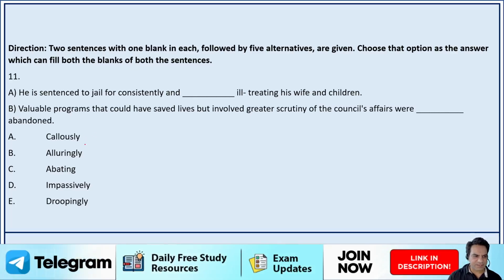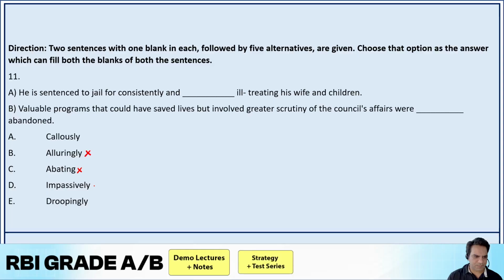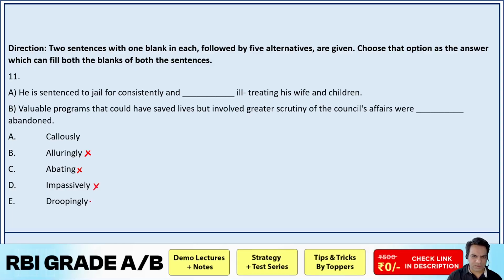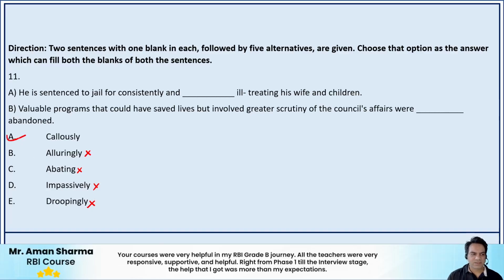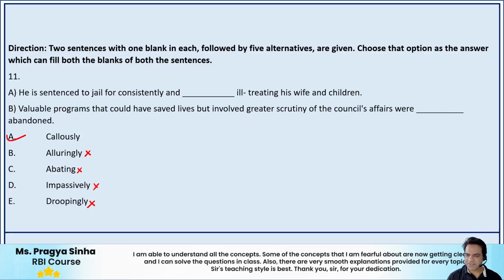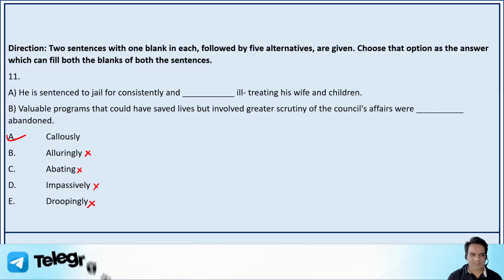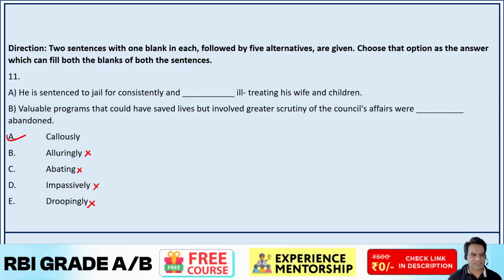Allure is to lure someone, no. Abating is to abet, is to save someone, abating. Impassively is indirectly, droopingly, no. It should be carelessly, guys, inconsiderately. So he's sentenced to jail for consistently and carelessly ill-treating his wife and children. And second, valuable programs that could have saved lives but involved greater scrutiny of the council's affairs were carelessly, well, inconsiderately abandoned. So carelessly fits both the contexts absolutely well. So option A is your correct answer, definitely, guys.